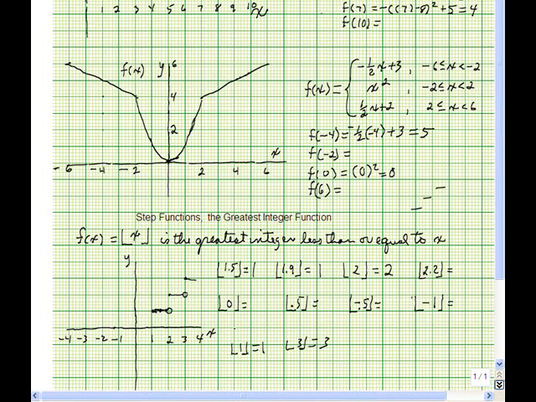Now this thing works all the way back. The greatest integer of 0. What's the biggest integer that's less than or equal to 0? Well, it is 0 itself. So you're going to be here. When you get to 1, it's going to jump up to 1. This is why they call this the step function. It's missing the vertical pieces, but in the horizontal pieces it just looks like a stair step.